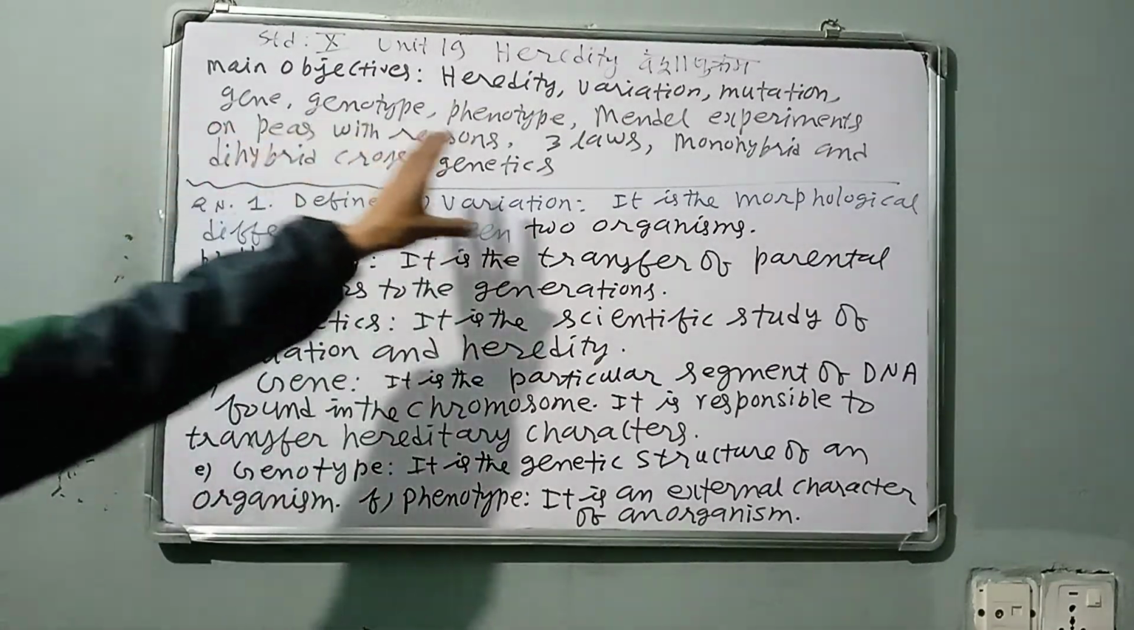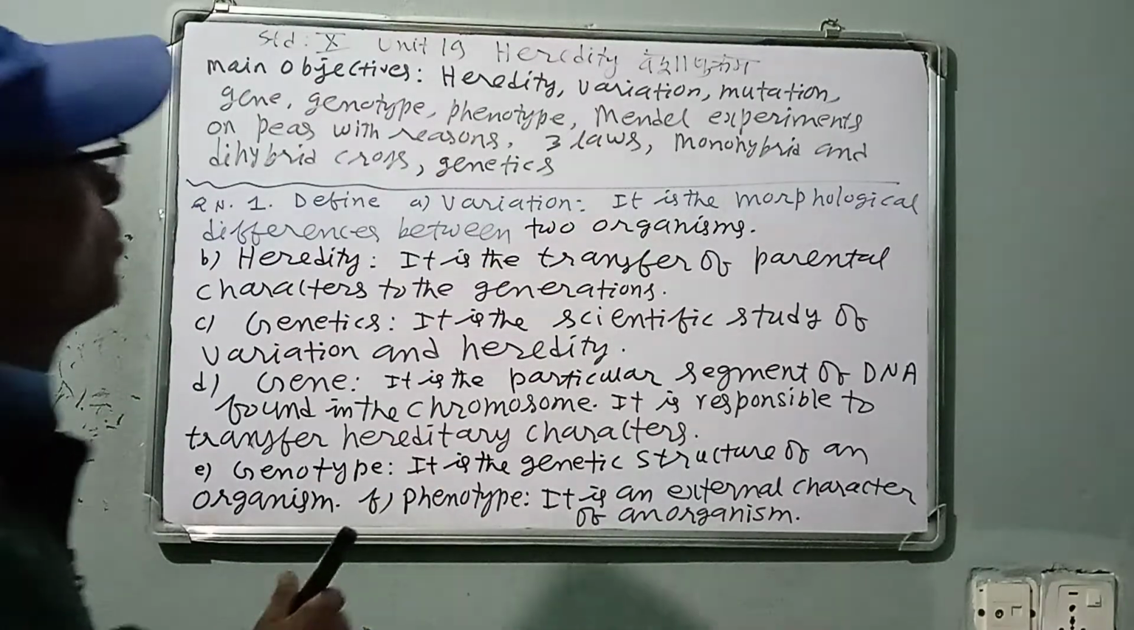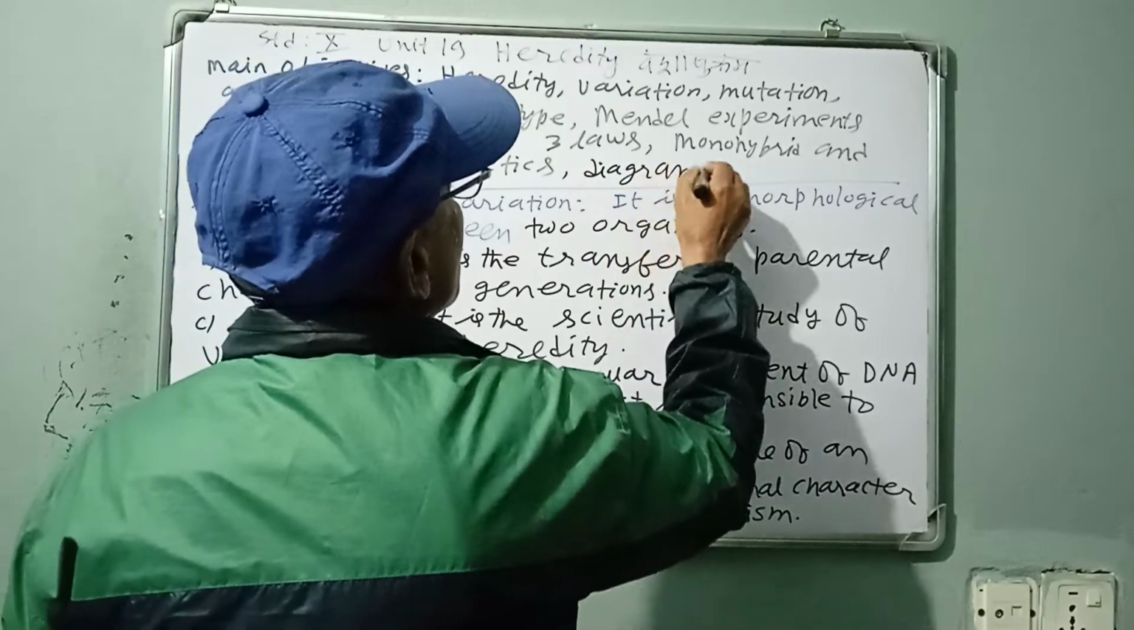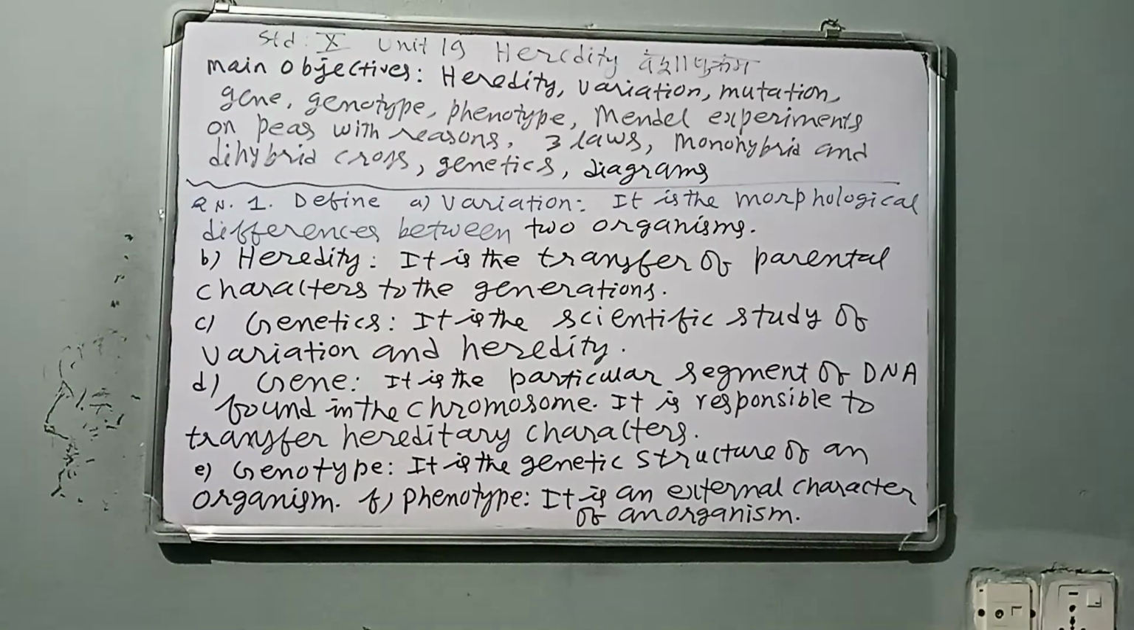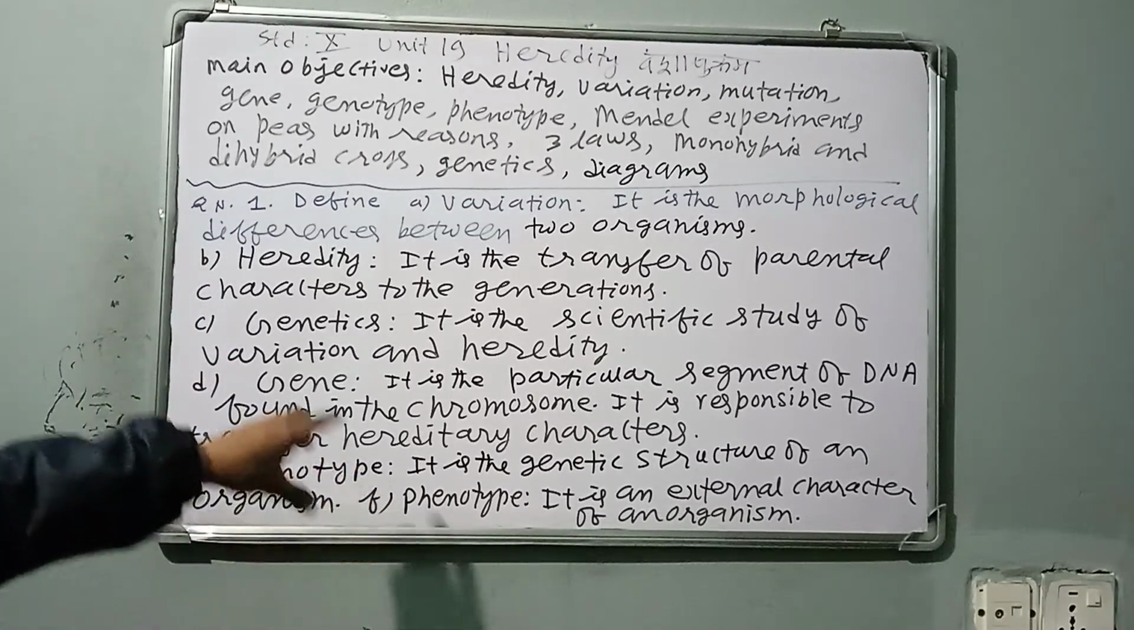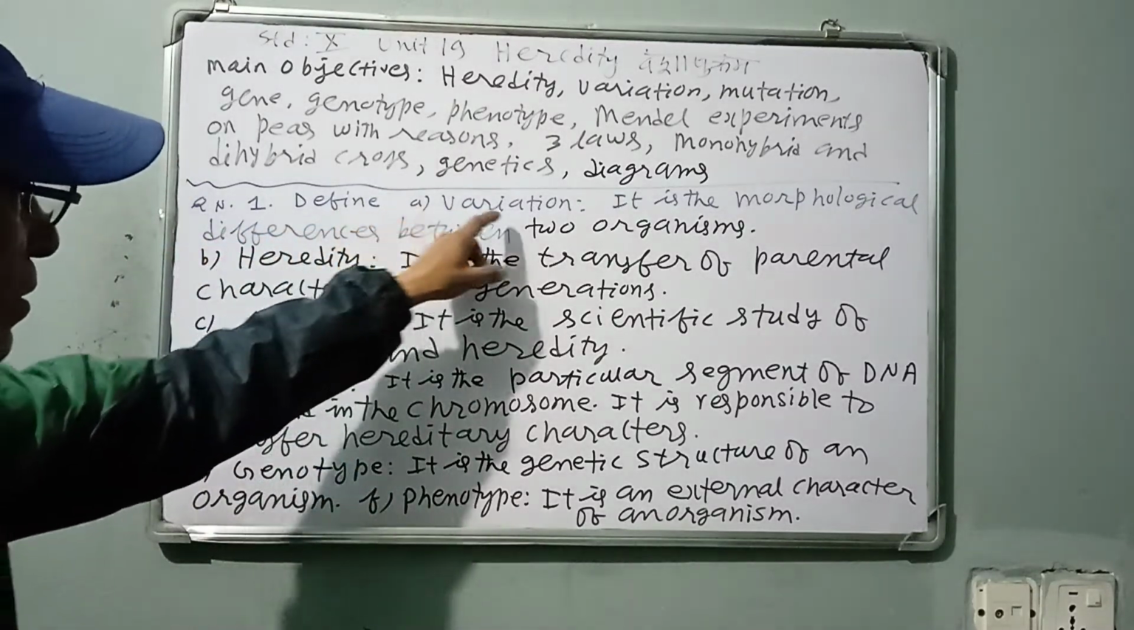And another thing, we generally do diagrams: monohybrid cross and dihybrid cross. See, some simple questions are as follows. Question number one: define variation.